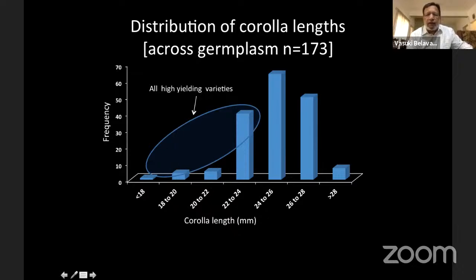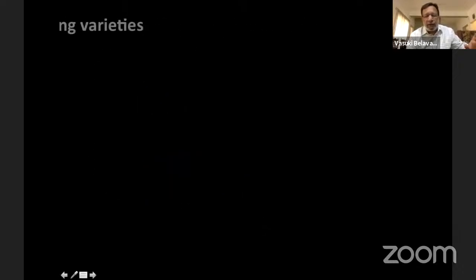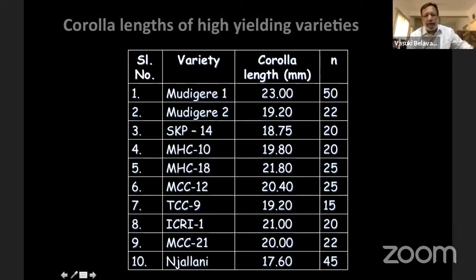And so we wanted to look at what is the corolla length of the high yielding varieties. There are two varieties, Mudigere 1 and Mudigere 2, which have corolla lengths of 23 and 19.2. Then this is the variety from Sakleshpur, Cardamom Research Station, 18.75 millimeters. The highest yielding variety, which is very popular in both Karnataka and Kerala, is Njallani. It has a corolla length of 17.6 millimeters. So this is the highest yielding.